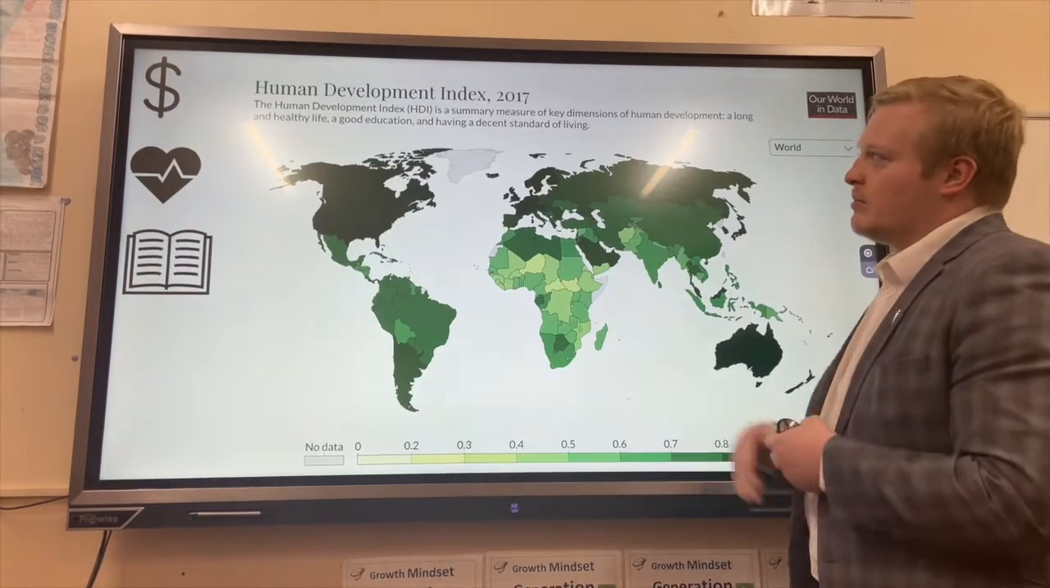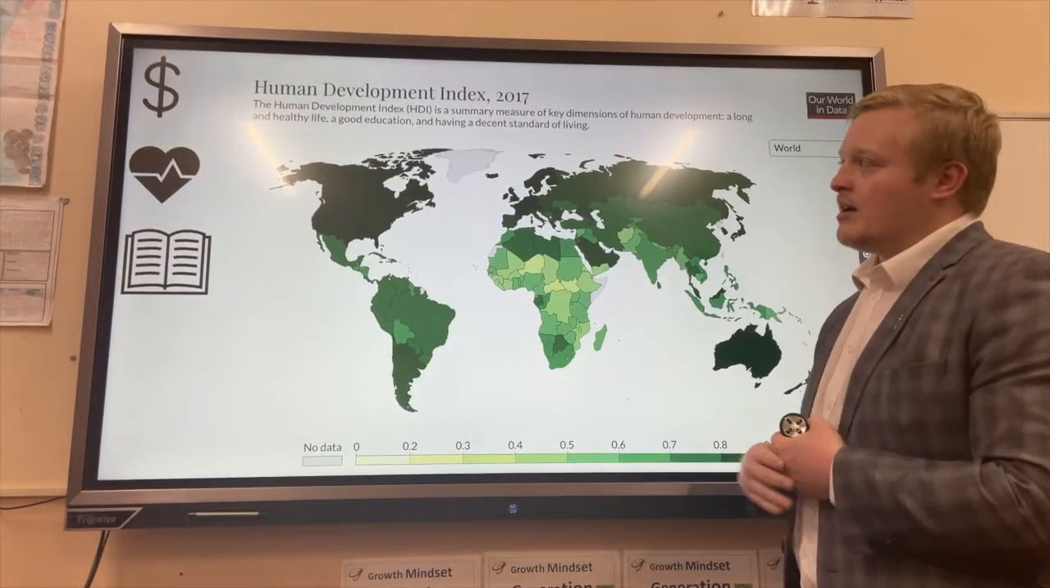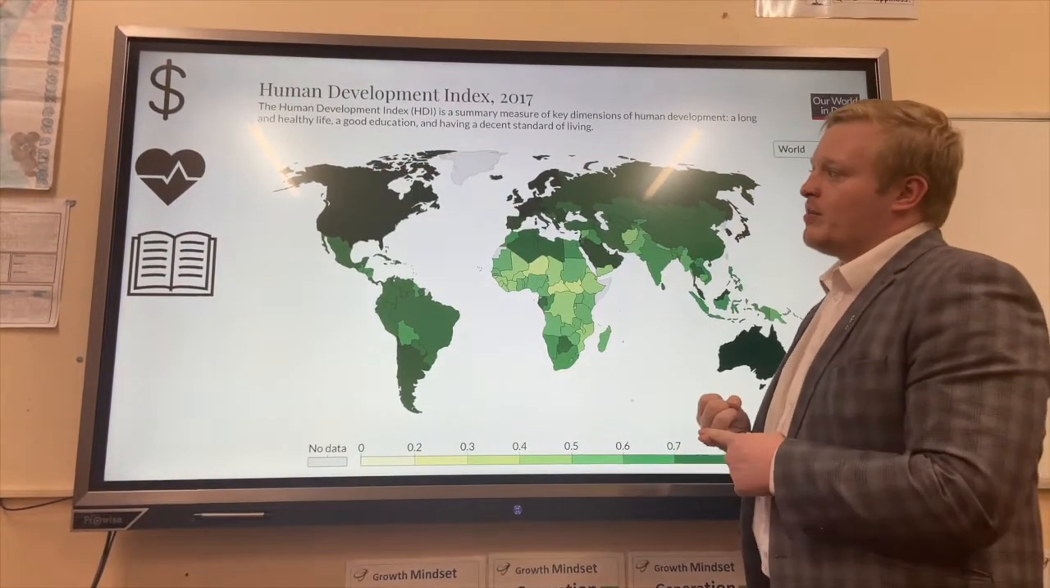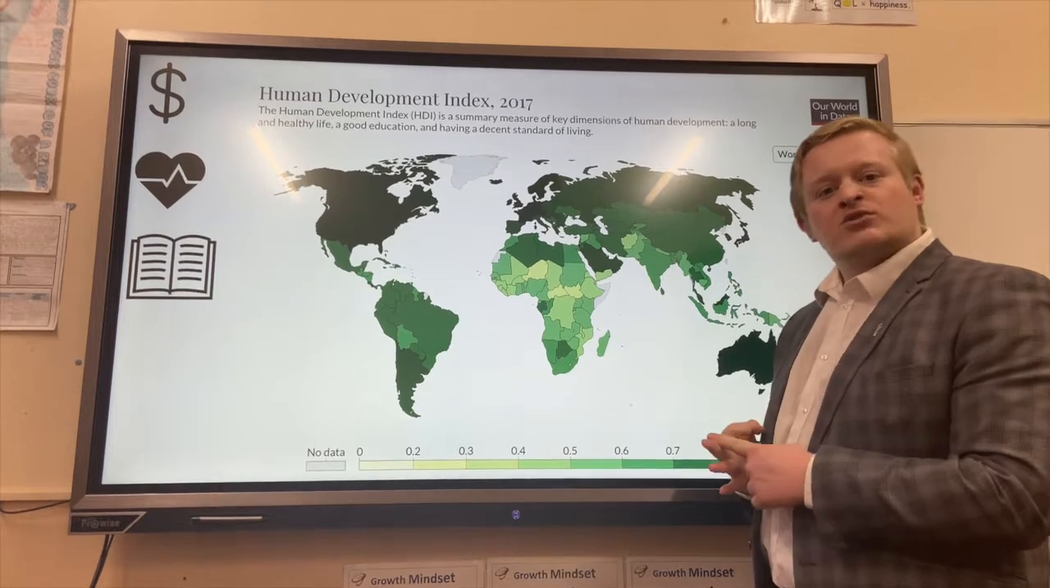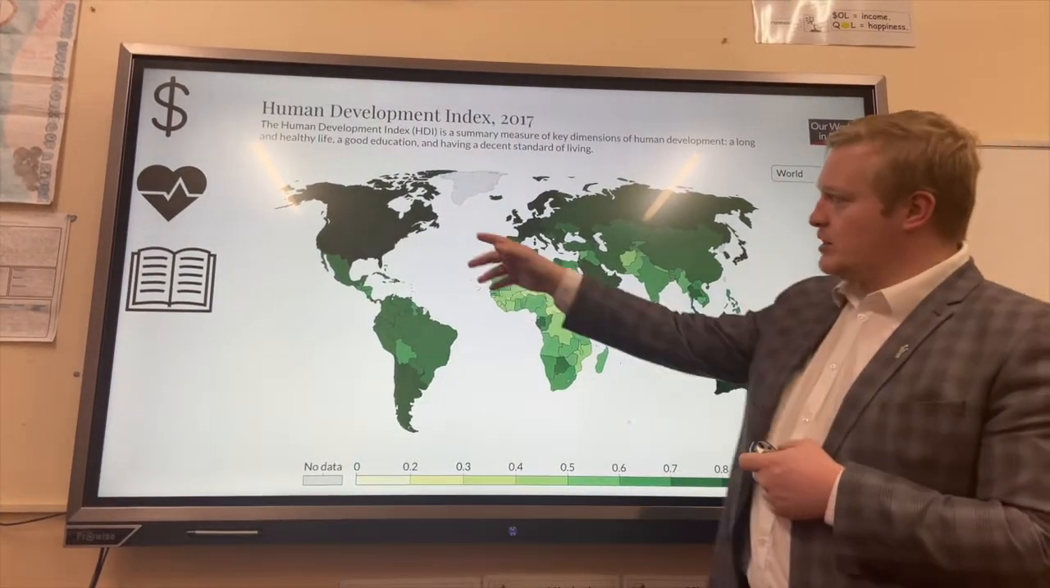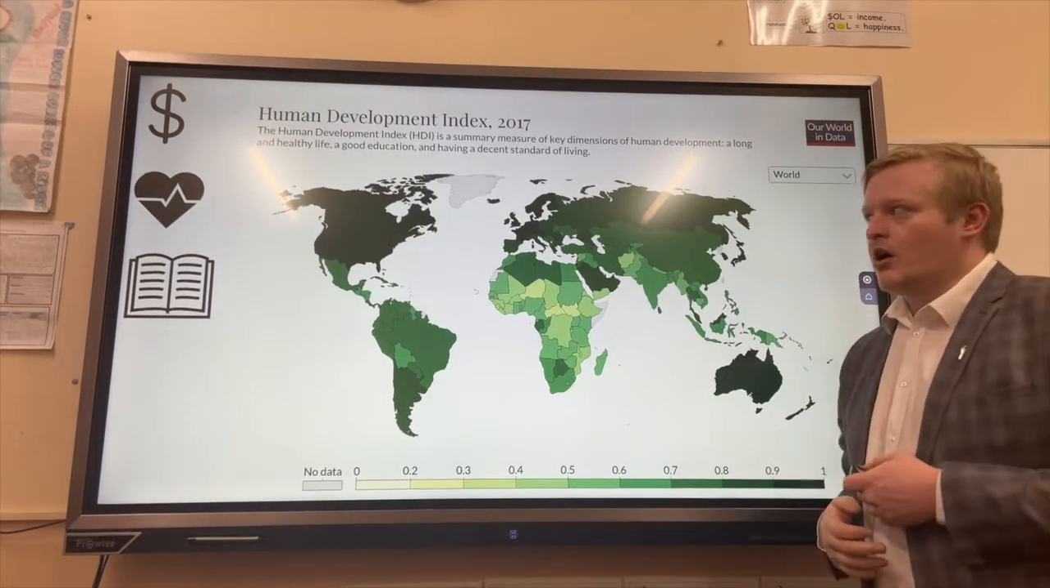We can also look at something called the Human Development Index, HDI. That is a composite indicator that measures three different measurements called GNI per capita, life expectancy, and the literacy rate, and gives you a score between 0 and 1 to show how developed your country is. So the dark countries, United States, UK, Norway, very highly developed.